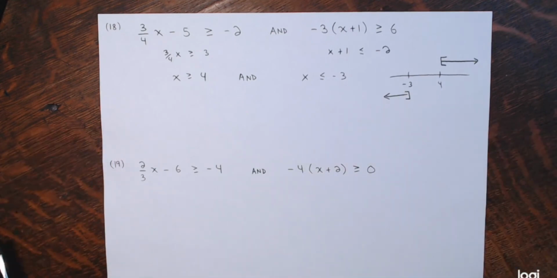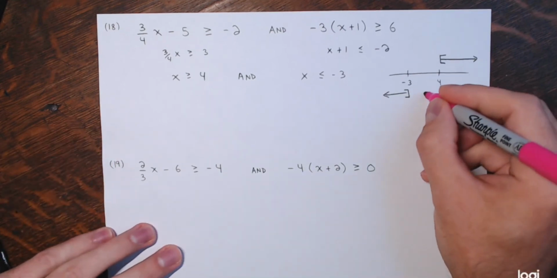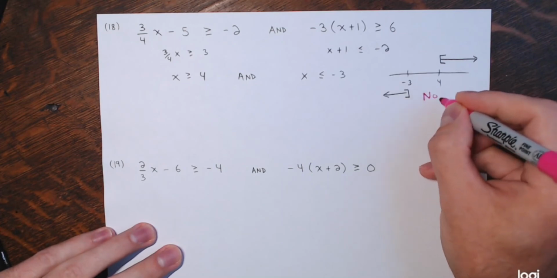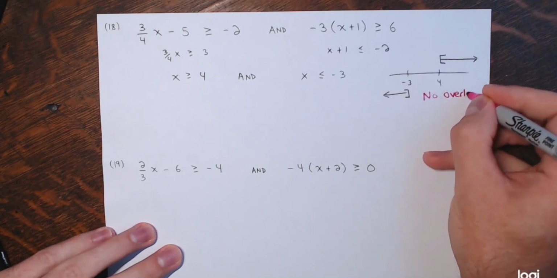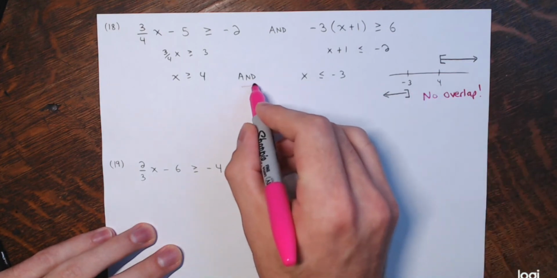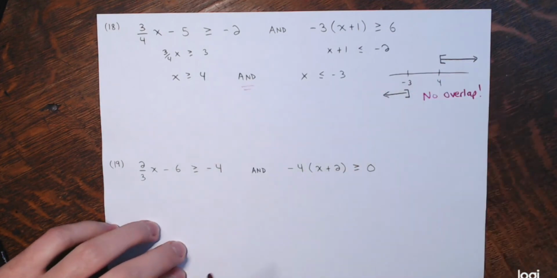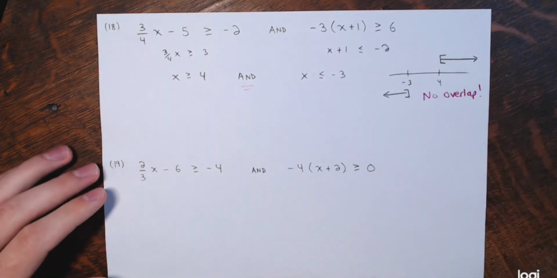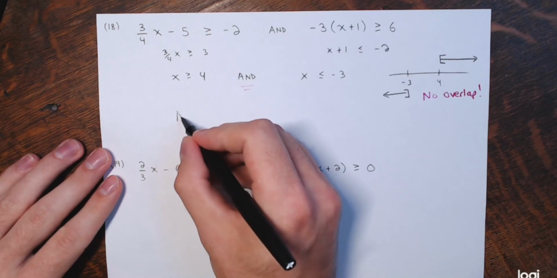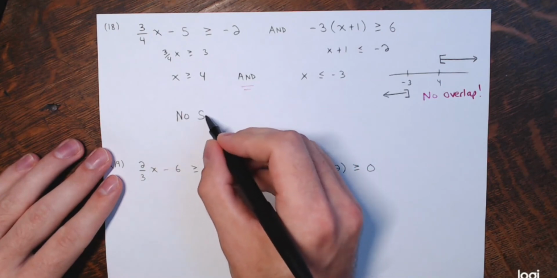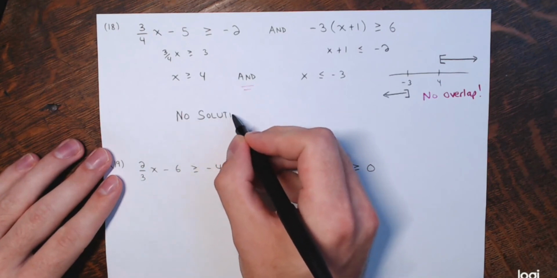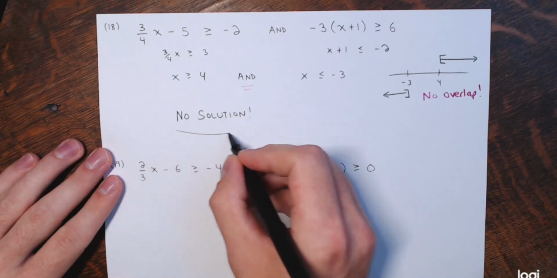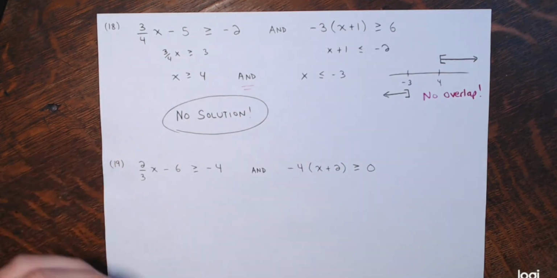And yet again, as in example 17, there's no overlap. All right, this is an "and" inequality, so I'm looking for overlap. I'm looking for numbers that are on both graphs, numbers that satisfy both inequalities. Well, that's not happening. So yet again, just as in example 17, this compound inequality has no solution.